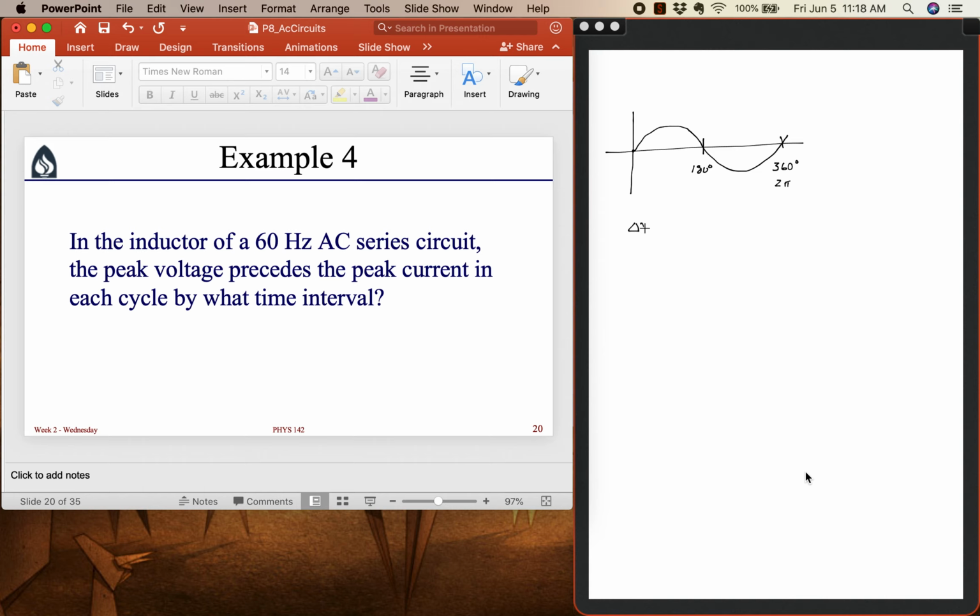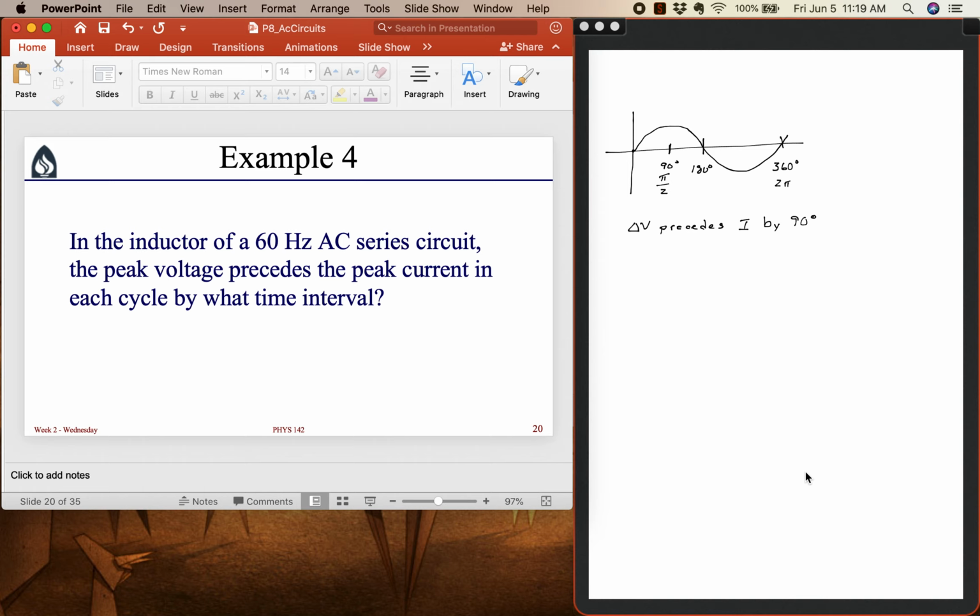So voltage precedes the current by 90 degrees. So if we look at this graph, then 90 degrees is going to be here. This is 90 degrees, which is the same thing as pi over 2 radians, since 180 degrees is pi, 90 degrees is pi over 2. This is the angle by which the voltage precedes the current.